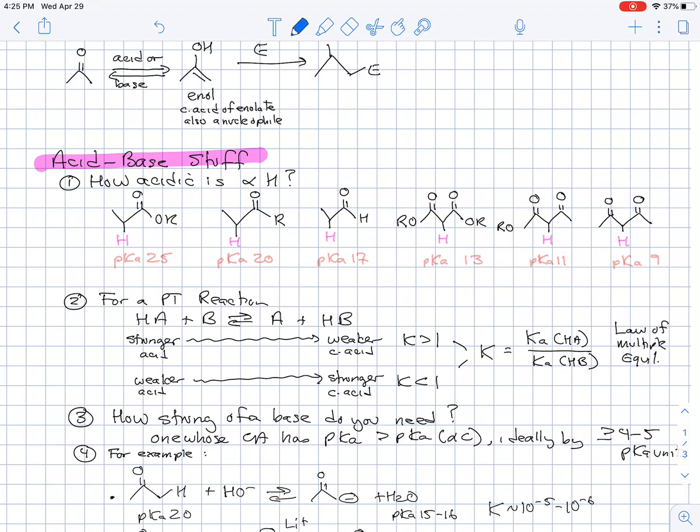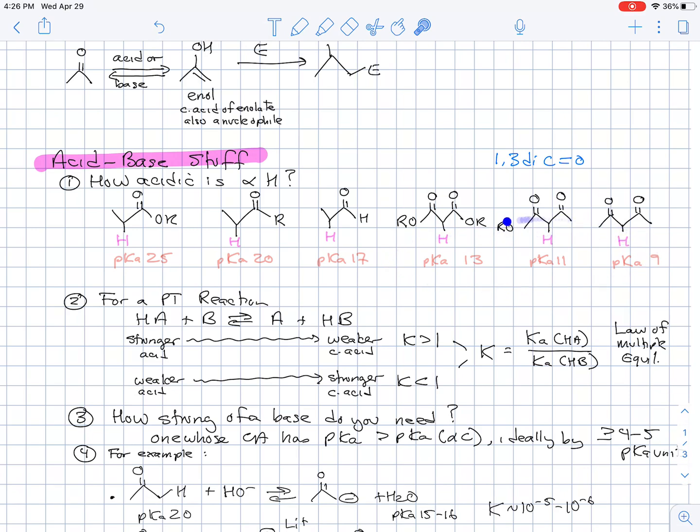Then when we move into the realm of the 1,3 dicarbonyl compounds, we're calling them that because the two carbonyl groups are 1, 2, 3 versus each other. Or you can think about it, you have a carbonyl, a non-carbonyl, and then another carbonyl.